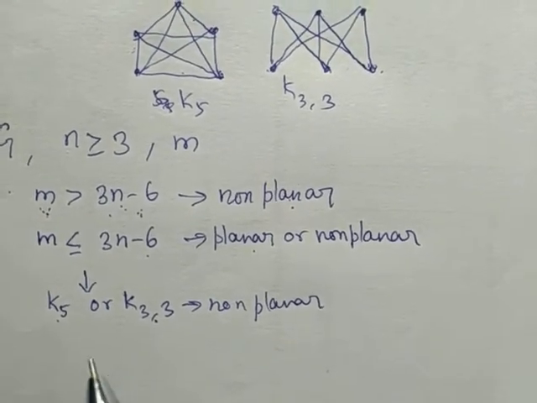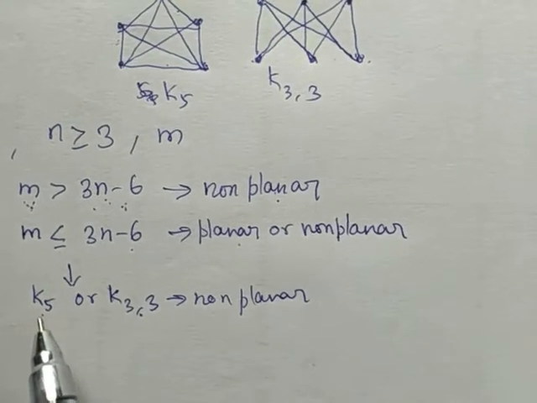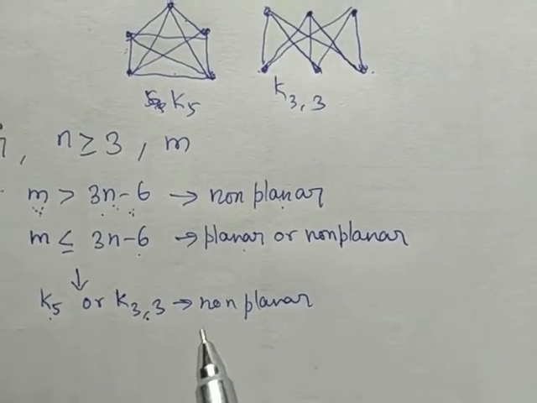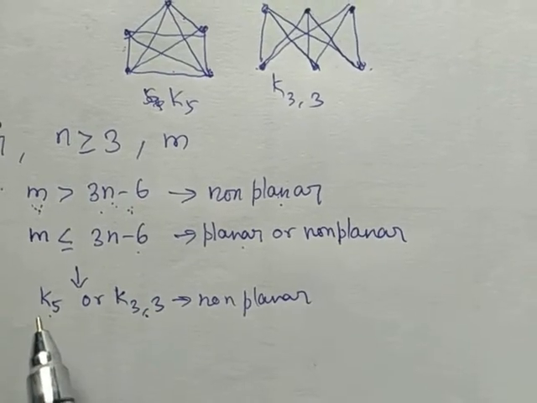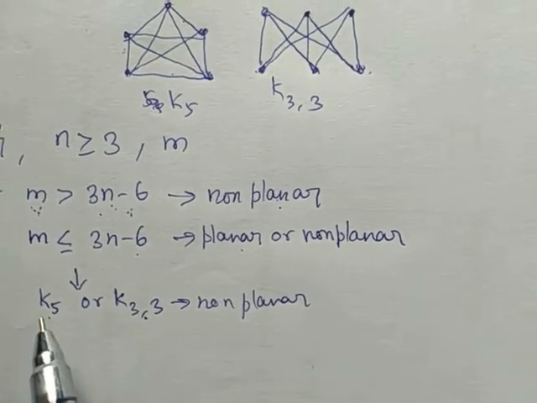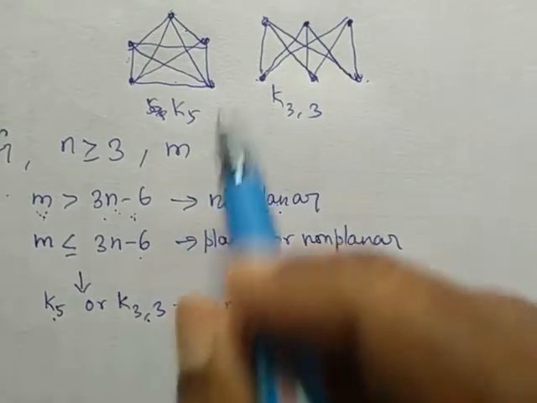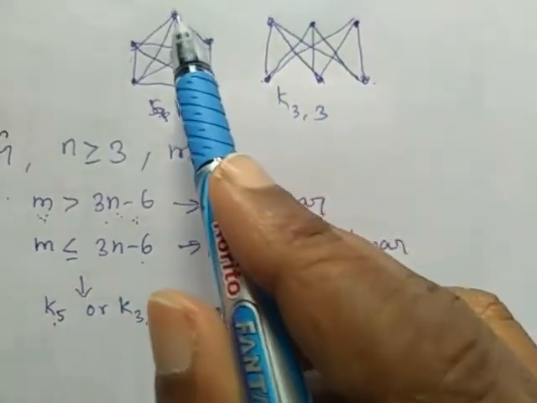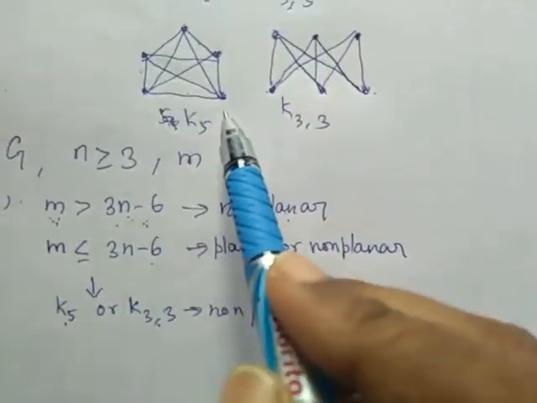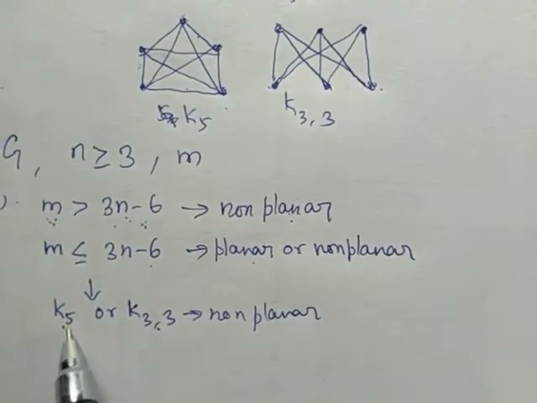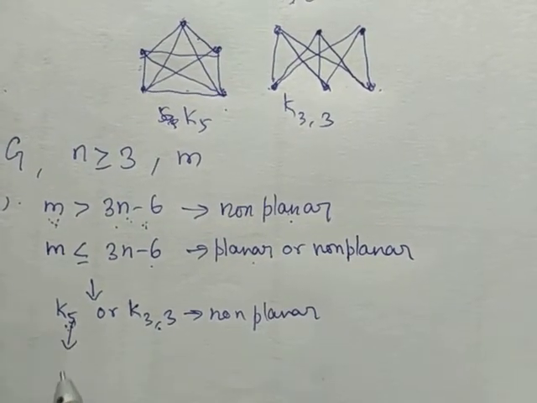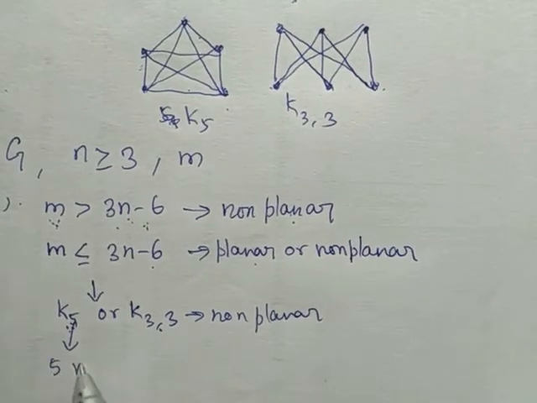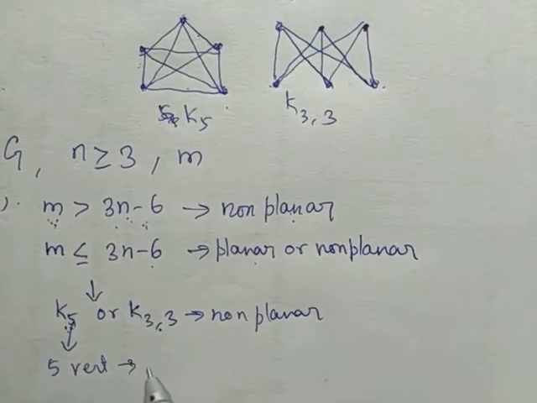To show G contains a subdivision of K5 or K3,3: if a graph contains a subdivision of K5, what is K5? It has 5 vertices each of degree 4. So if the graph has K5, we will identify 5 vertices of degree 4.